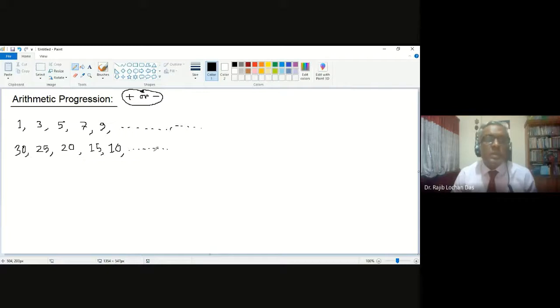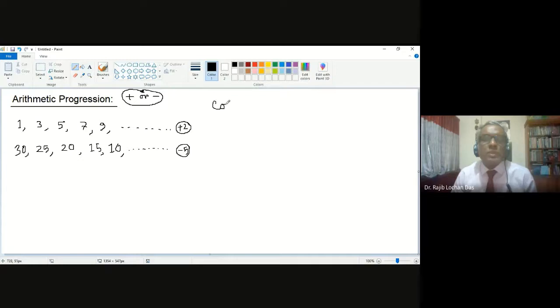So what is that number? Minus 5. So in the first example, you see the addition is being done, it is 2. So you can see that this is plus 2 every time, okay? And in the second example, you see it is minus 5 every time, okay? So there is a term, it is called common difference.